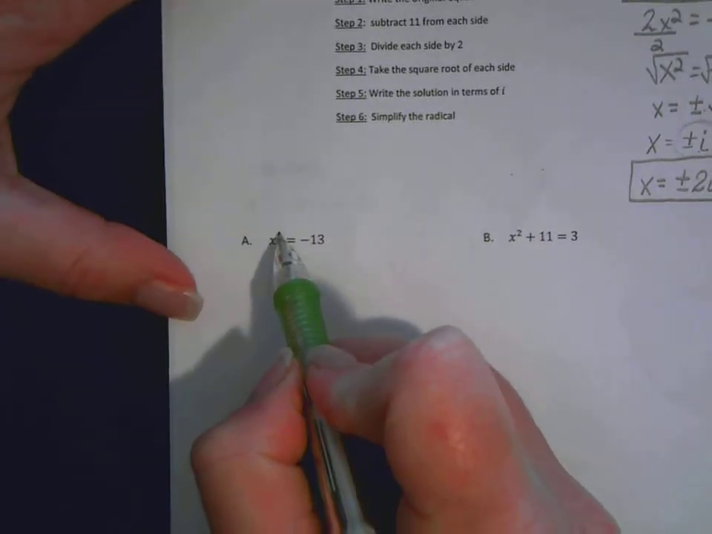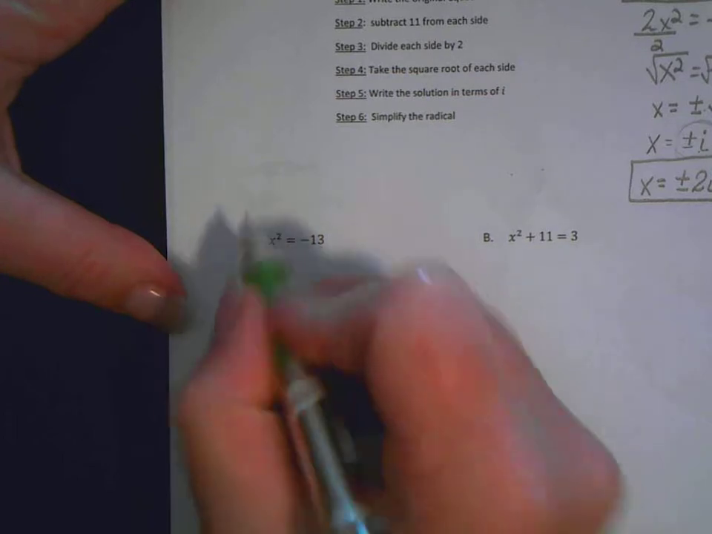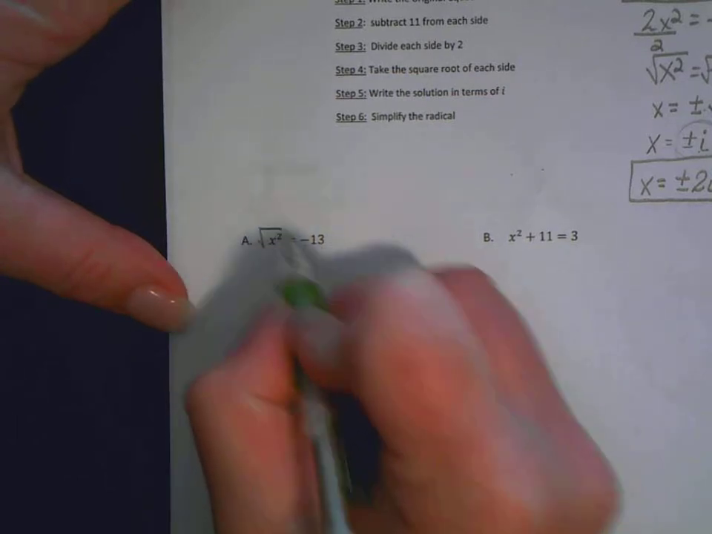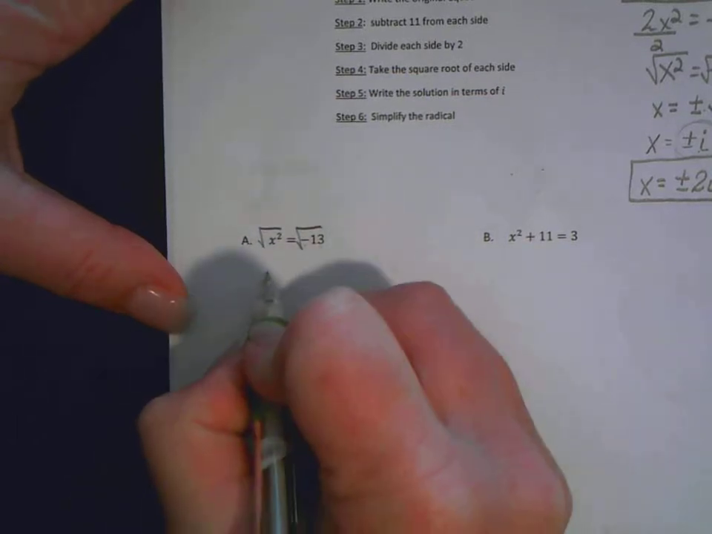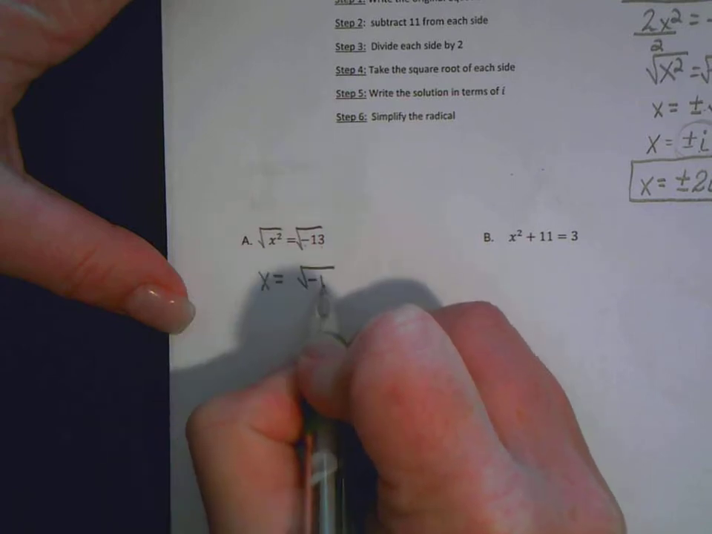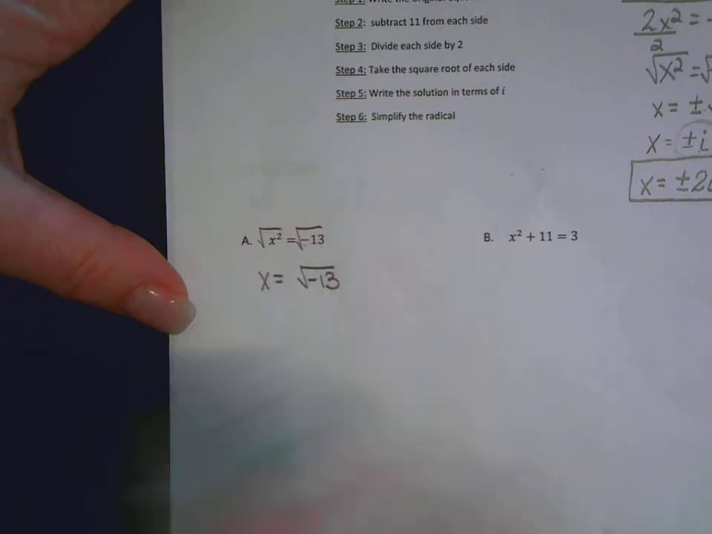You already have an x squared equals negative 13. So what you're going to do is take the square root of both sides. So at this point you have x equals the square root of negative 13.